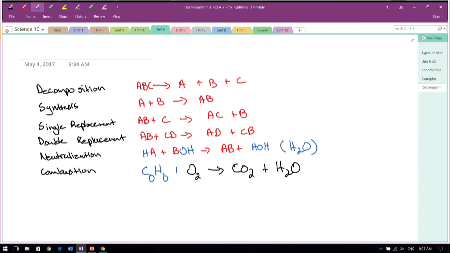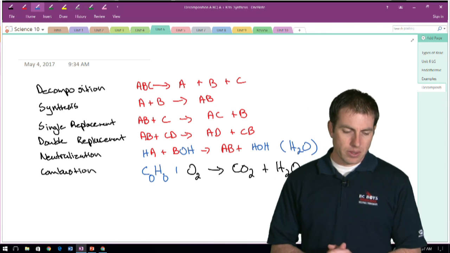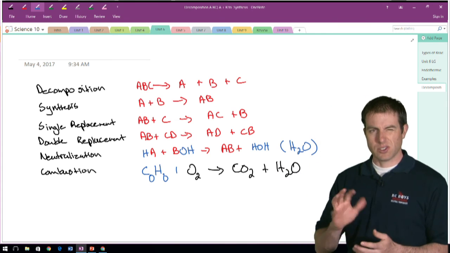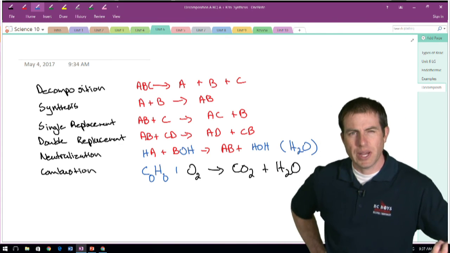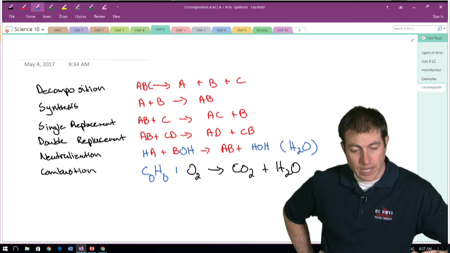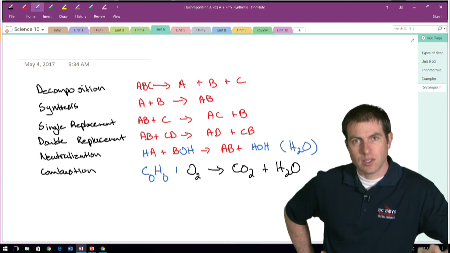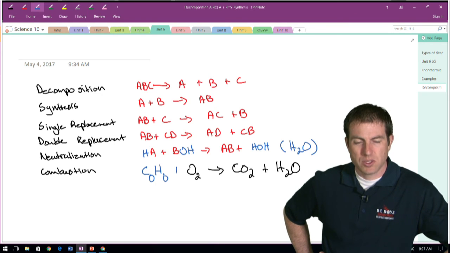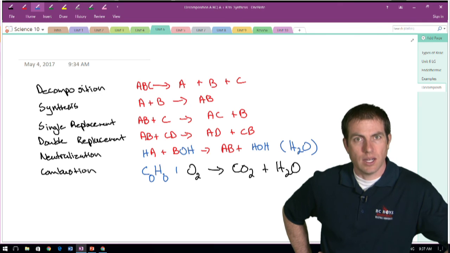So yeah, just a summary of all the reaction types. Decomposition, synthesis, single replacement, double replacement, neutralization, and combustion. Remember that the neutralization and combustion are kind of just fancy types of the double replacement reaction. So when we have neutralization reactions or combustion reactions, basically they're just swapping partners like in a double replacement, but they're special cases.